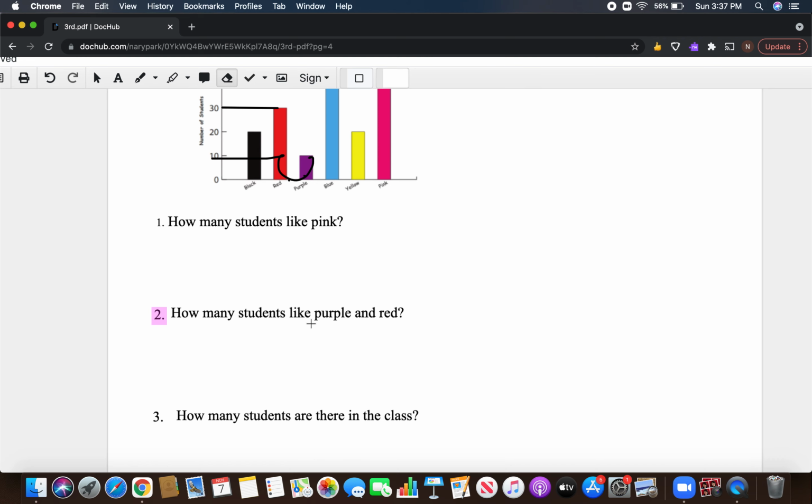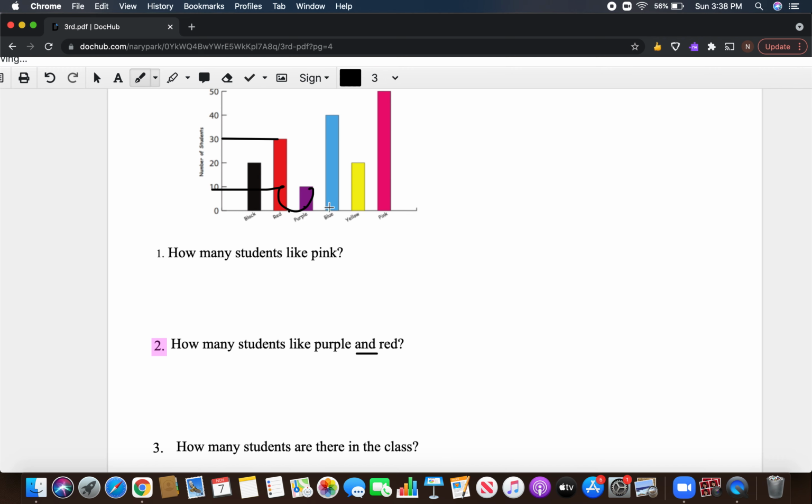But we need to know how many students like purple and red. The important word here is and. So we need to add 10 and 30 together, because remember, 30 students like red and 10 students like purple, and together that's 40 students in total like purple and red.